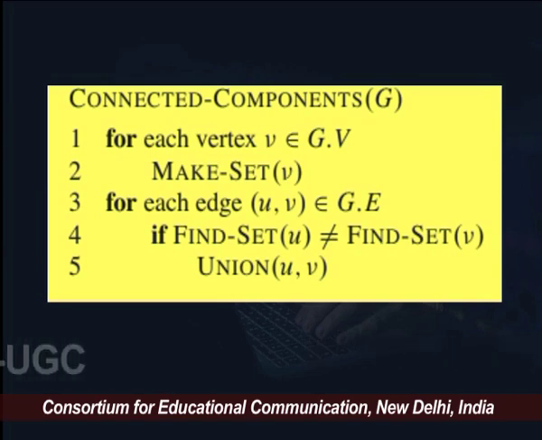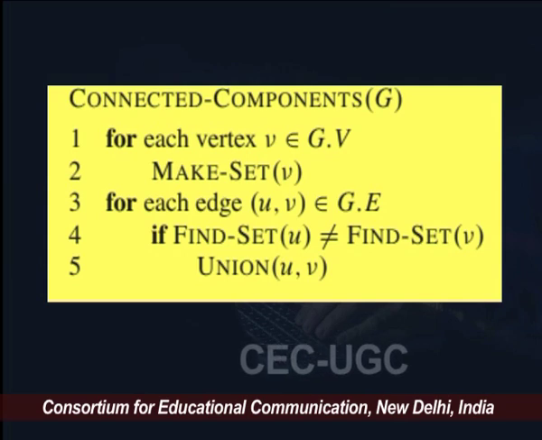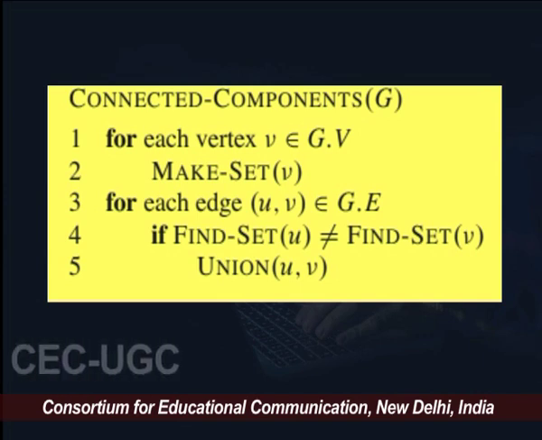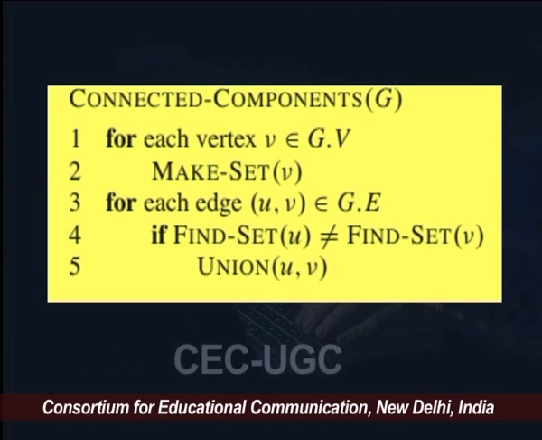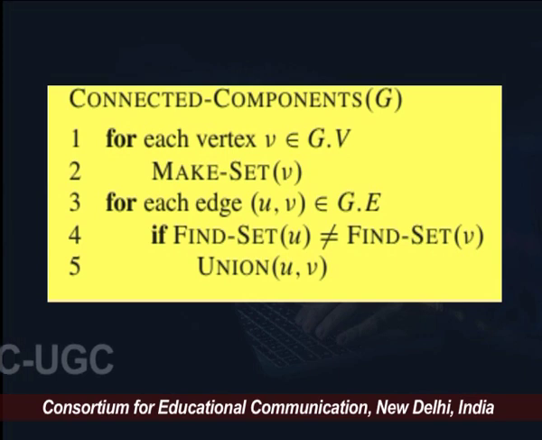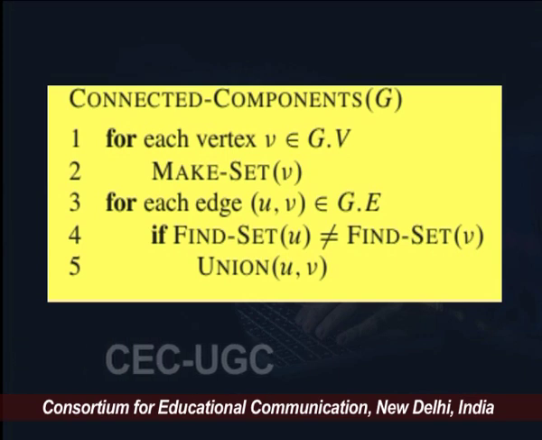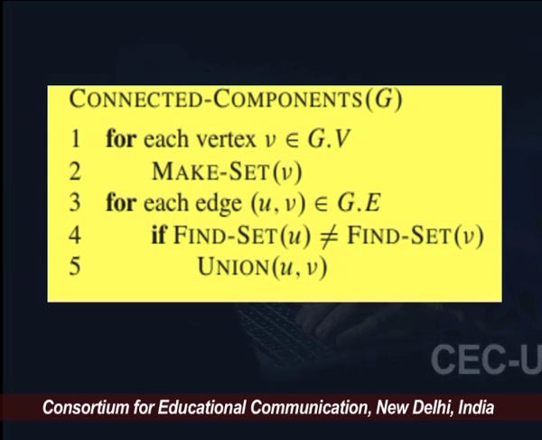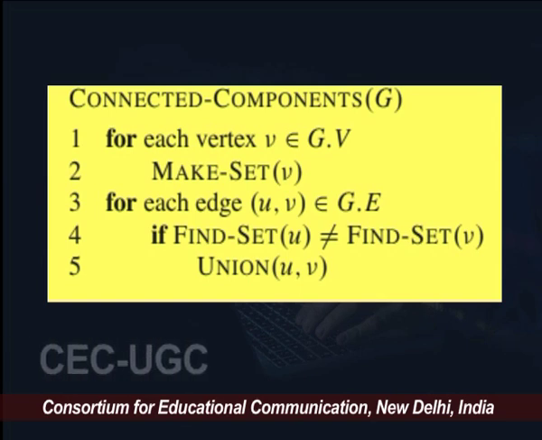So, for each edge u comma v belonging to the edge set E, if find set u does not equal find set v, that means they belong to separate sets, and only then are we going to perform union u comma v. By this whole scenario we will be able to generate the connected components of G, because individually all sets will be determined.